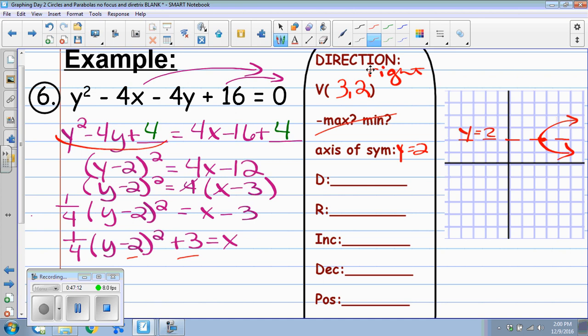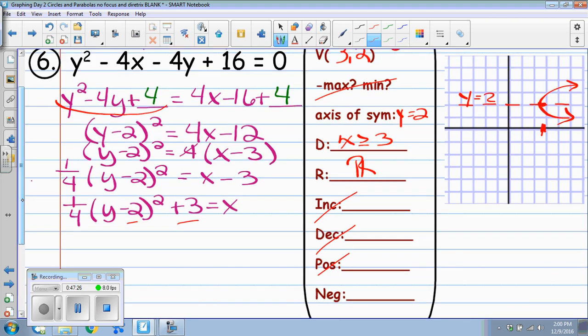The domain is all of the x's greater than or equal to 3. The range is all real numbers. And the rest of the answers we cannot answer because it is not a function.